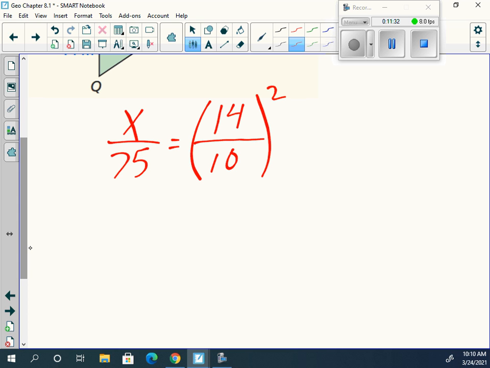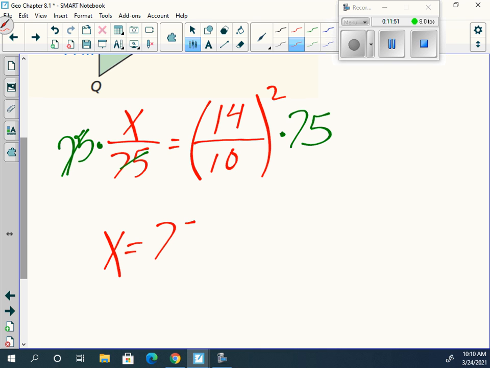Now, I'm going to show you this here because when we did this the first time, the steps we did were right, but the numbers were wrong. We don't have to square it first, because what we can do is multiply both sides by 75 and give us x is equal to 75 times 14 over 10 squared.